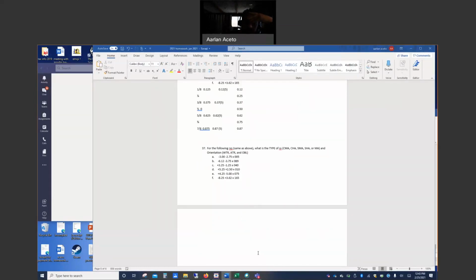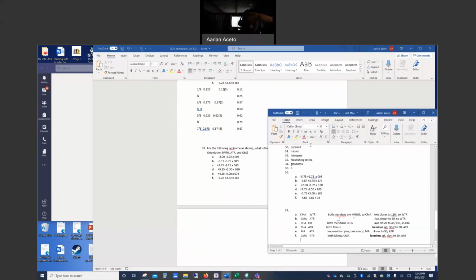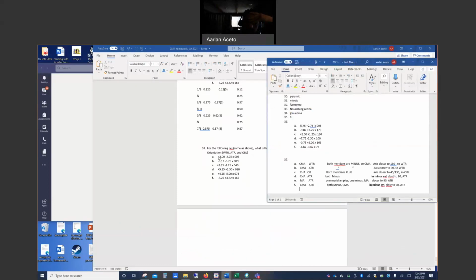And then the final ones, most people did really well on this. However, there were a few little mix-ups and mostly in the orientation. Put it on a lens cross.